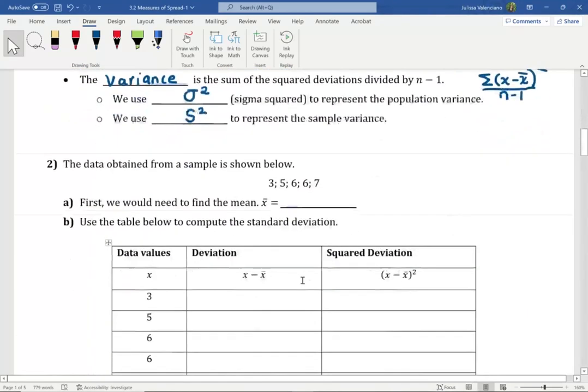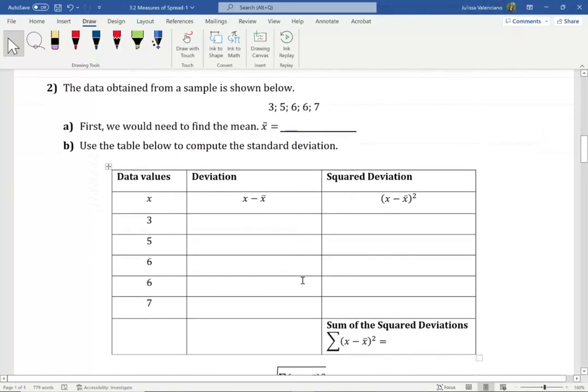Now, we're going to focus our attention on learning how to compute the standard deviation by hand. Once we compute the standard deviation by hand, we're going to compute the standard deviation using technology. After we're done with this exercise, I have another exercise where you're going to be computing the standard deviation on your own. So let's start by doing an exercise together.